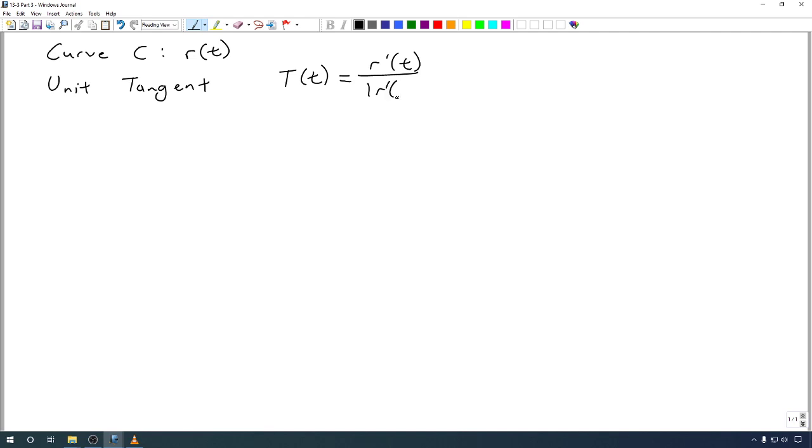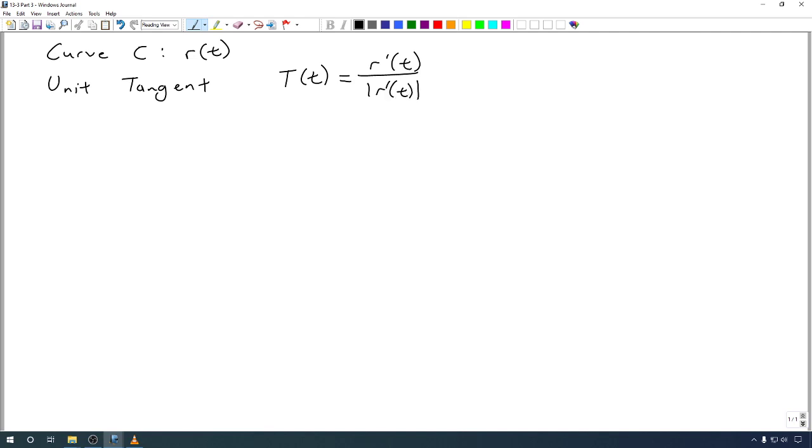In this part of section 13.3, we're going to define some other vectors corresponding to a curve, similar to the unit tangent that we already have, though we'll start with the unit tangent to do so. So we'll say we have a curve C and some parameterization r of t. Recall our unit tangent is given as capital T of t is equal to r prime of t divided by its magnitude.